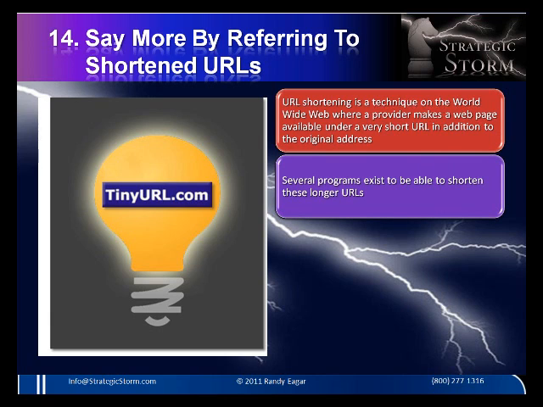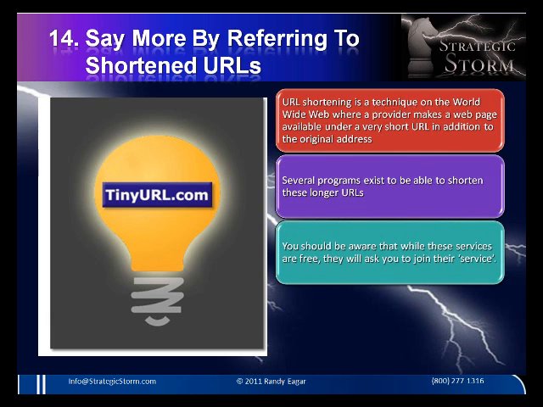Several programs exist to be able to shorten these longer URLs, and some of which are tinyurl at tinyurl.com, bit.ly, and trim, which can be found at tr.im. Each program is internet-based, free, and will instantly concatenate any long URL of your choice. You should be aware that while these services are free, they will ask you to join their service. The benefit of doing this is that in many cases, they will allow you to store that particular URL in their databank for a longer period of time.